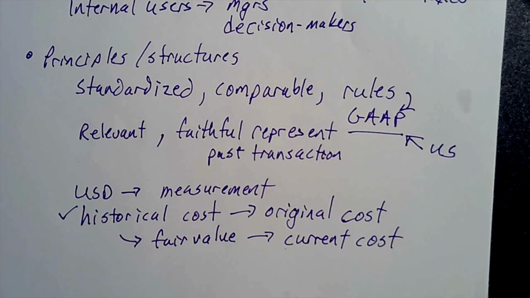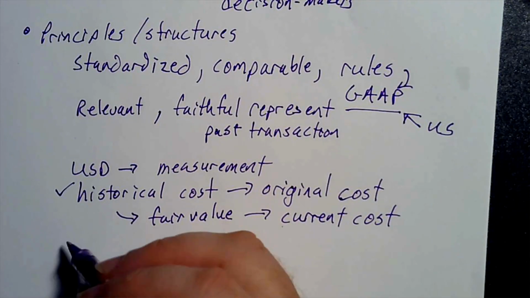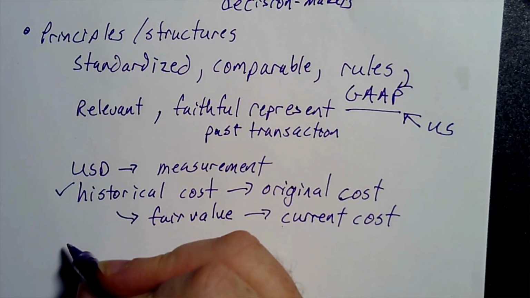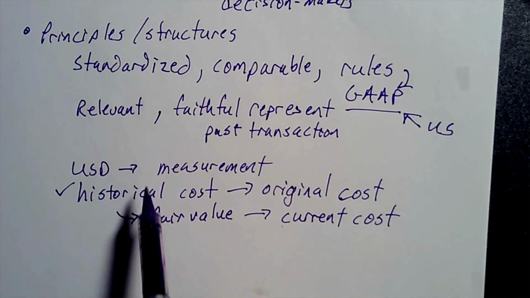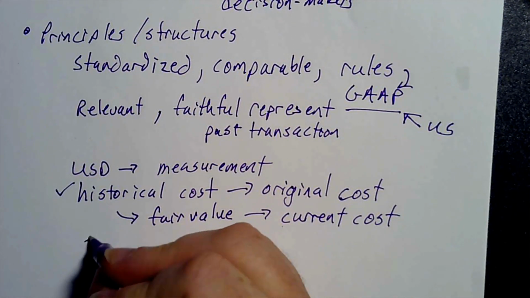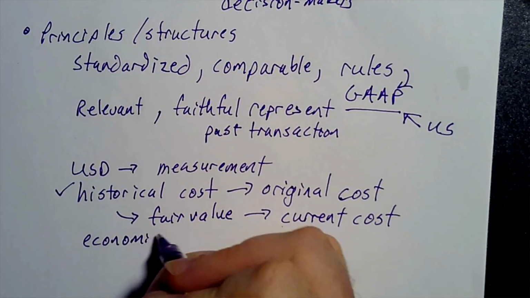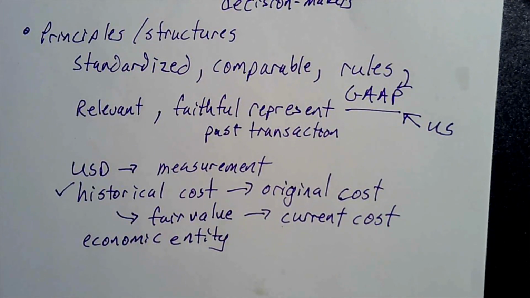But just for completeness' sake, just to let you know, there is a fair value proposition that we can look at. The last area that I want to focus on is, okay, we've got standardized information that's relevant, it's in US dollars, historical cost, and we want to know, well, what type of business structures are we talking about? And we call this an economic entity.